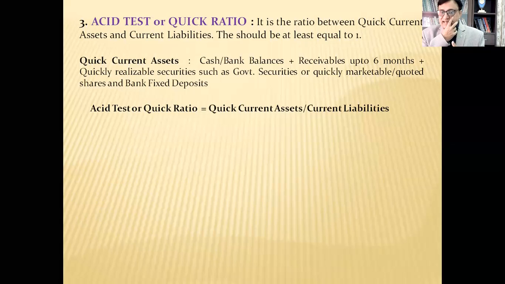Quick current assets are cash and bank balances, bills receivable, quickly realizable or quickly marketable securities, or bank fixed deposits which are realizable in a very short period of time. So quick assets over current liabilities will be the formula for this. Usually we take 1 is to 1 as the industry standard. The higher this ratio, the better it is, but too high a ratio will reflect that your cash remains idle, your debtors are realized, but the securities and other things in the quick current assets are not utilized properly.